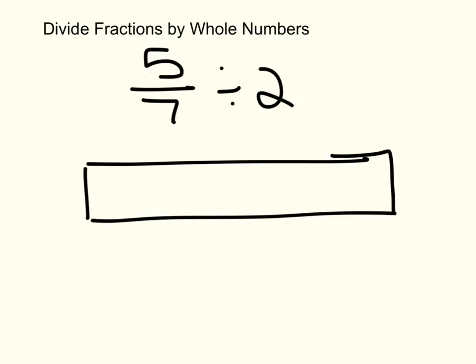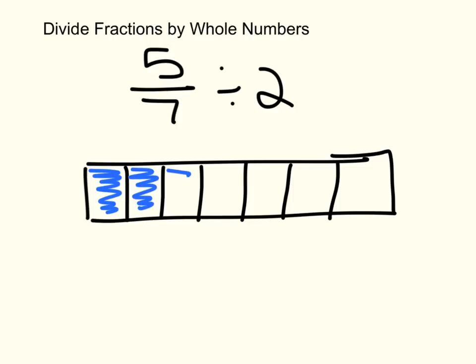The next one we look at is 5/7 divided by 2. I already drew out my one full unit because I know 5/7 is going to be part of 1. So I'm going to split this apart. 1, 2, 3, 4, 5, 6, 7. So I have my 7 parts. I'm going to highlight what I have of those 7. 1, 2, 3, 4, 5.